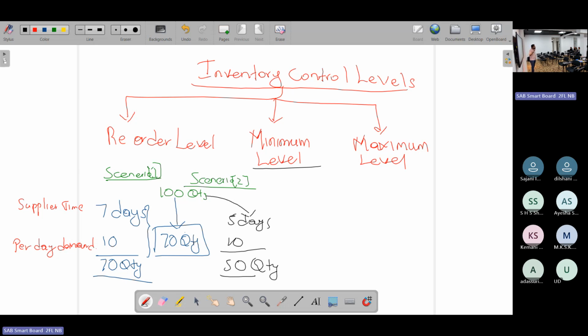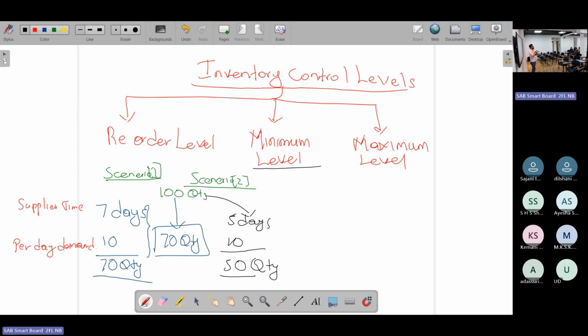So the 50 is the minimum level you have to meet. Minimum quantity you should maintain is 50, not below that. For the next 5 days you need 5 days' demand. To fulfill 5 days' demand, you need 50 quantities. So 50 is the minimum level. Again, I'm saying this 50 and reorder level 50 are not the same. That is a separate thing.